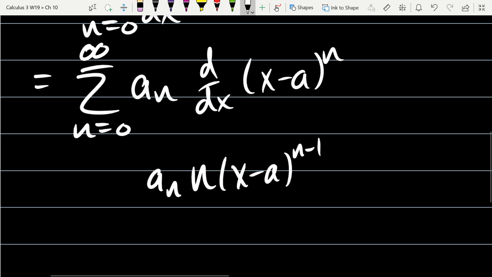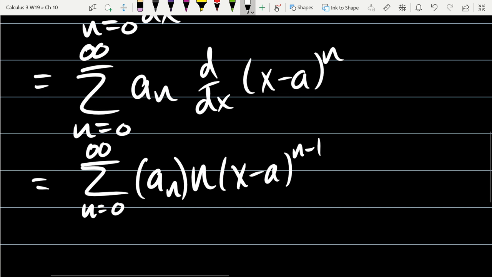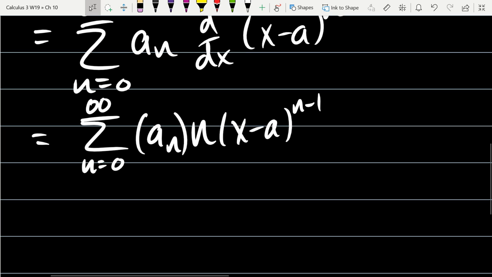Now, you want to be careful with your notation. You don't want to write a n n. The one n is a subscript, the other n is a multiple. I'll just wrap the a n in parentheses so it's pretty obvious those n's are not next to each other.